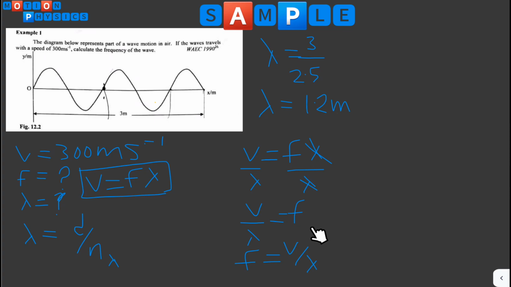So most students get this confusing. I just brought the F here, here's the equal to sign, and I brought this one to the other side. Here's the V over our lambda still here. So what's our V? Our V, do not forget, is 300 meters per second, and our lambda is 1.2 meters. So we say F equals 300 divided by 1.2, and your F would be 250 hertz. 250 hertz as your final answer.